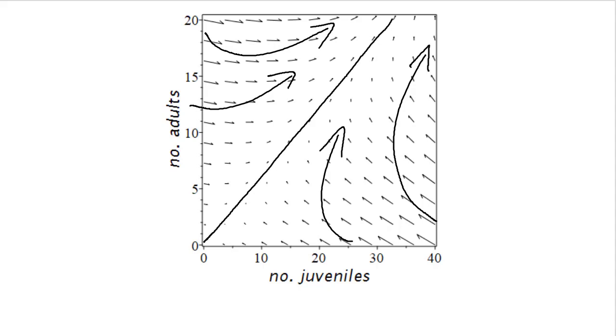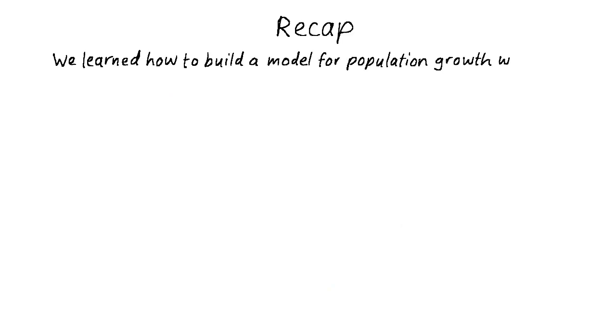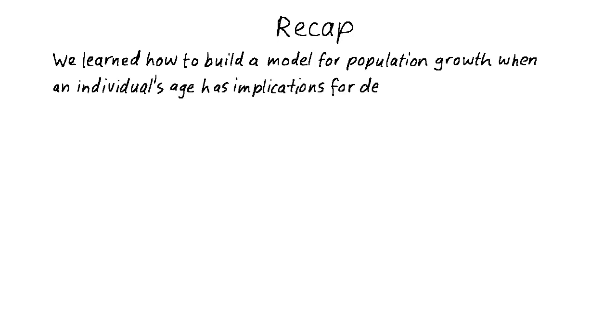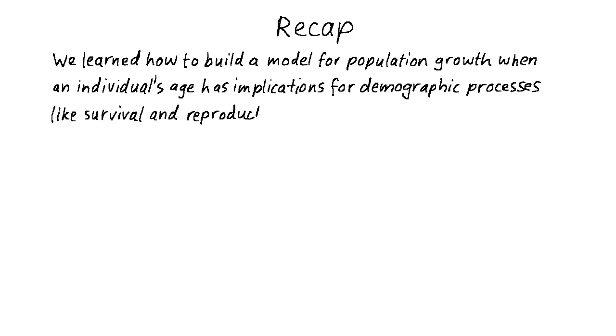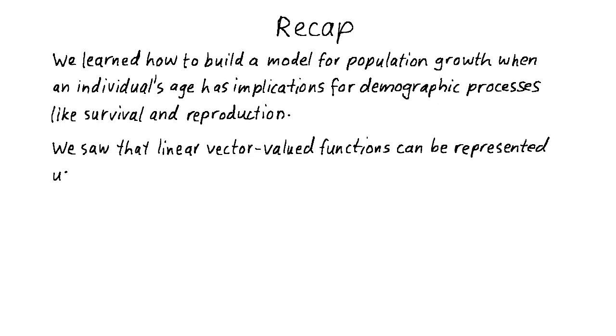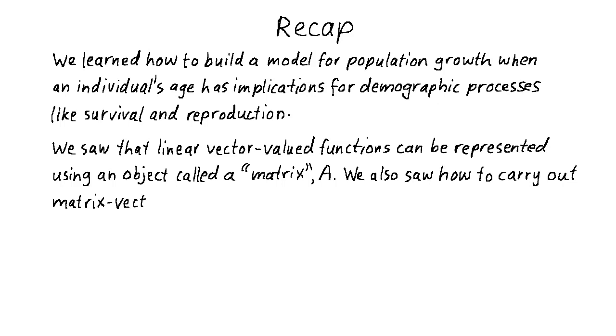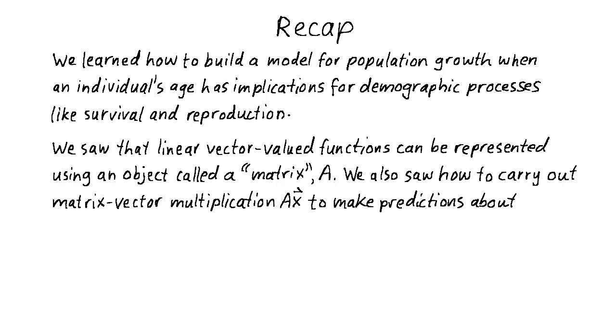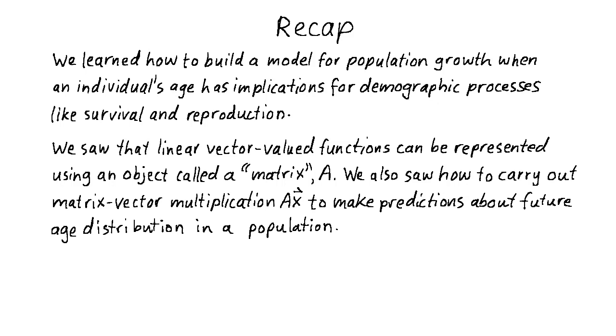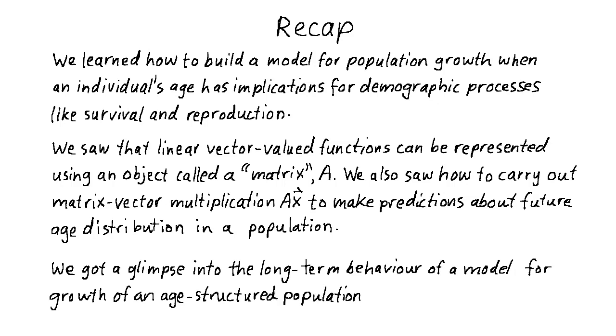For now, let's recap. We first learned how to build a model for population growth when an individual's age has implications for demographic processes like survival and reproduction. We next saw that a linear vector-valued function can be represented using an object called a matrix. We also saw how to carry out matrix vector multiplication, A times X, to make predictions about future age distributions in a population. Finally, we got a glimpse into the long-term behavior of a model for growth of an age-structured population, but more details are needed, and indeed more details are coming.